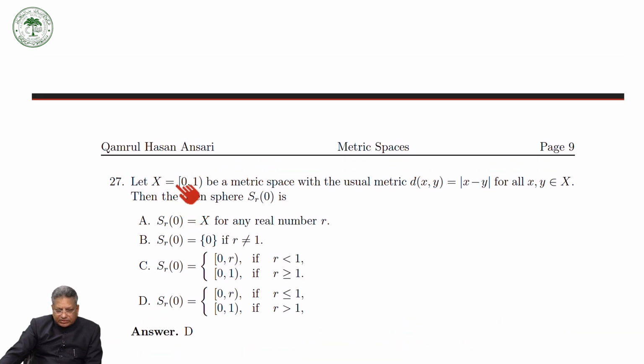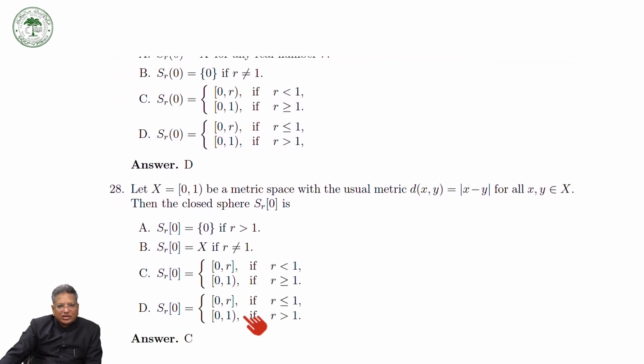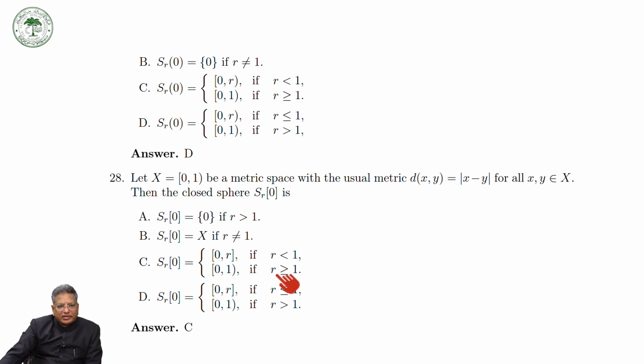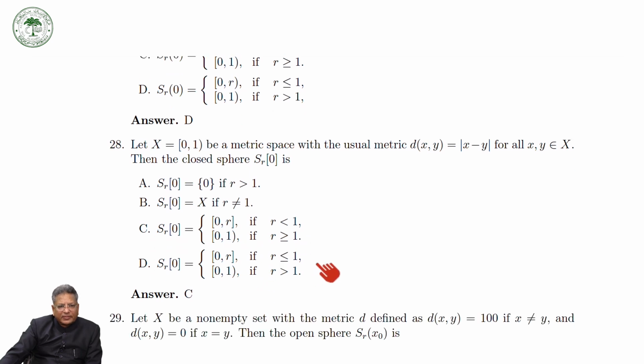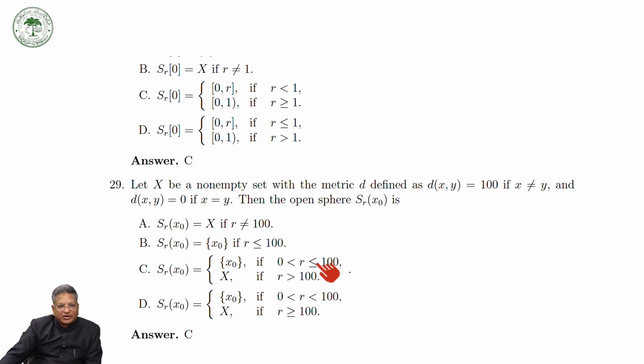Also, when X is a metric space with the usual metric, then the open ball with center at origin, center at 0 and radius r, the answer is what we have mentioned, this one, and you can also check the answer is this one. Similarly, you can see that for the closed ball the answer is this one. Okay, so now here is a very important question.